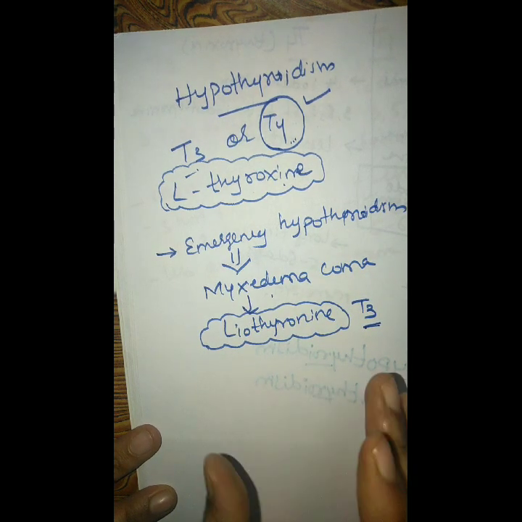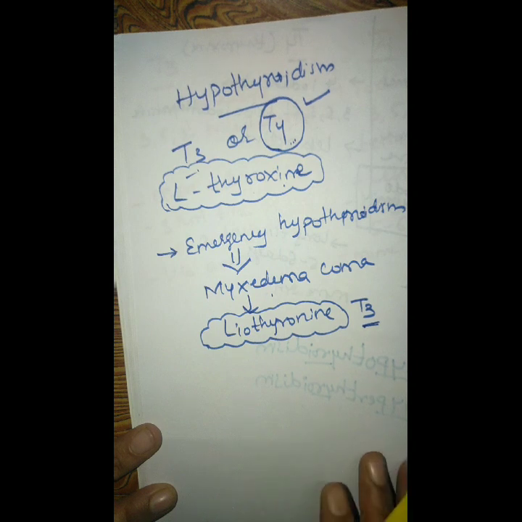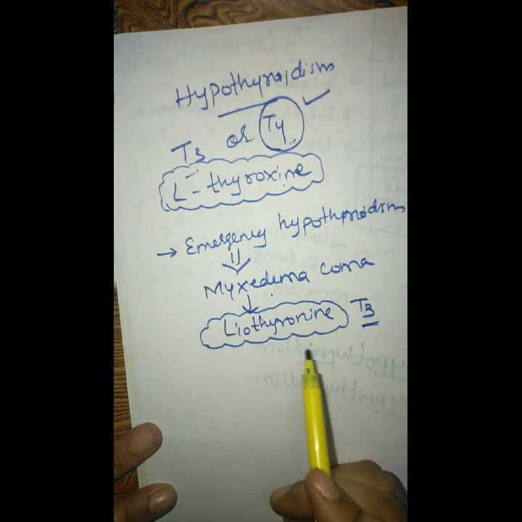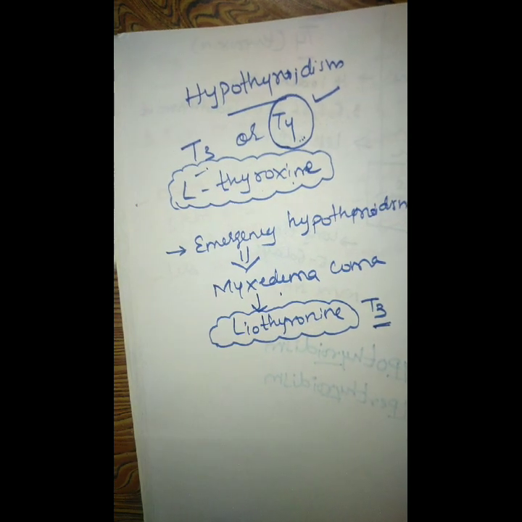So for the treatment of hypothyroidism we have L-thyroxine. L-thyroxine is used in all conditions of hypothyroidism, whereas liothyronine is indicated only and only in myxedema. So this is regarding hypothyroidism. Next we'll move to hyperthyroidism.